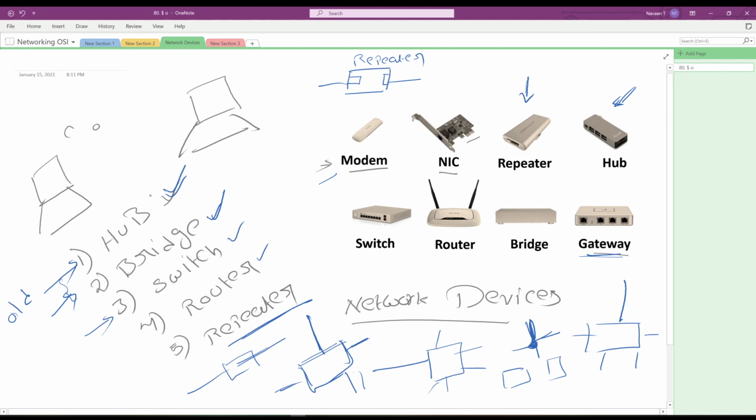We'll continue from tomorrow. What are the different hubs? Active hub, passive hub, and then intelligent hub. These are different devices. We'll continue from this tomorrow. See you.